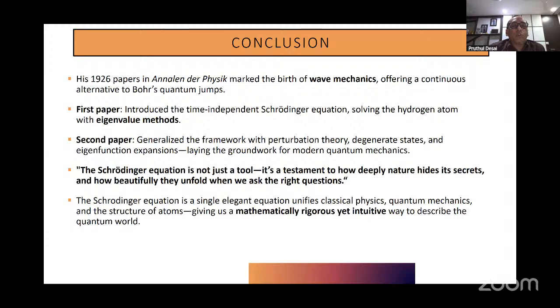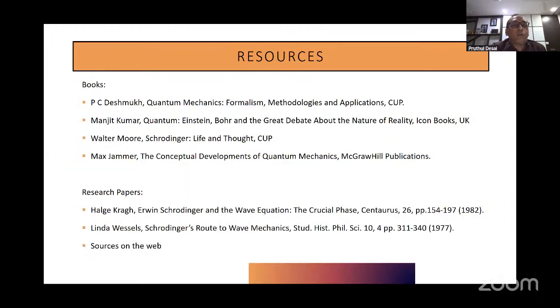The resources that I used for my talk are an excellent book by Professor Deshmukh on quantum mechanics, Manjit Kumar's book on quantum, Walter Moore's book on Schrodinger's life and thought, and Max Jammer's book, The Conceptual Development of Quantum Mechanics. And these are the papers and a few sources on the web which I used in preparing this talk.